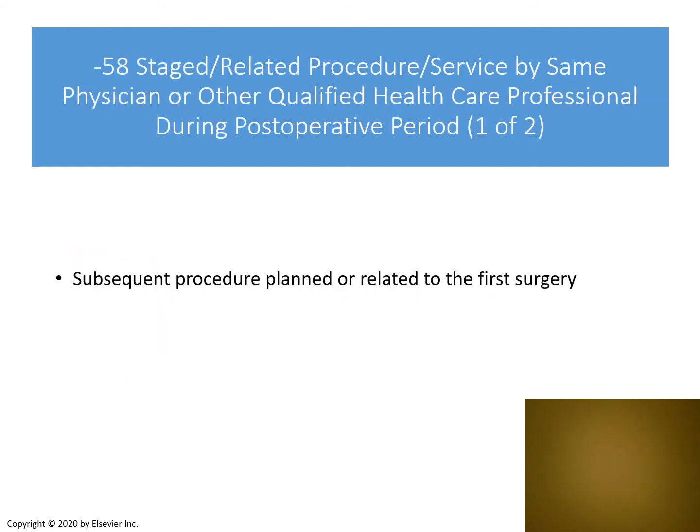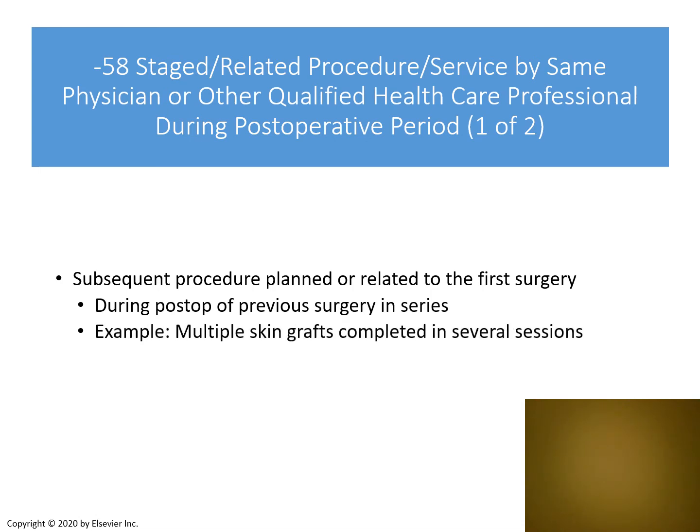A staged procedure is usually done by the same physician or other qualified healthcare professional during a post-op period. And this is planned from the first procedure of the surgery, or first part of the surgery. It's planned ahead of time. So that's what makes it a staged procedure. Subsequent procedure is planned or related to the first surgery during the post-op or previous surgery in series. Example, multiple skin grafts are completed in several sessions. Each time a session is completed, the global period is going to start over again. Those 90 days will start over again.